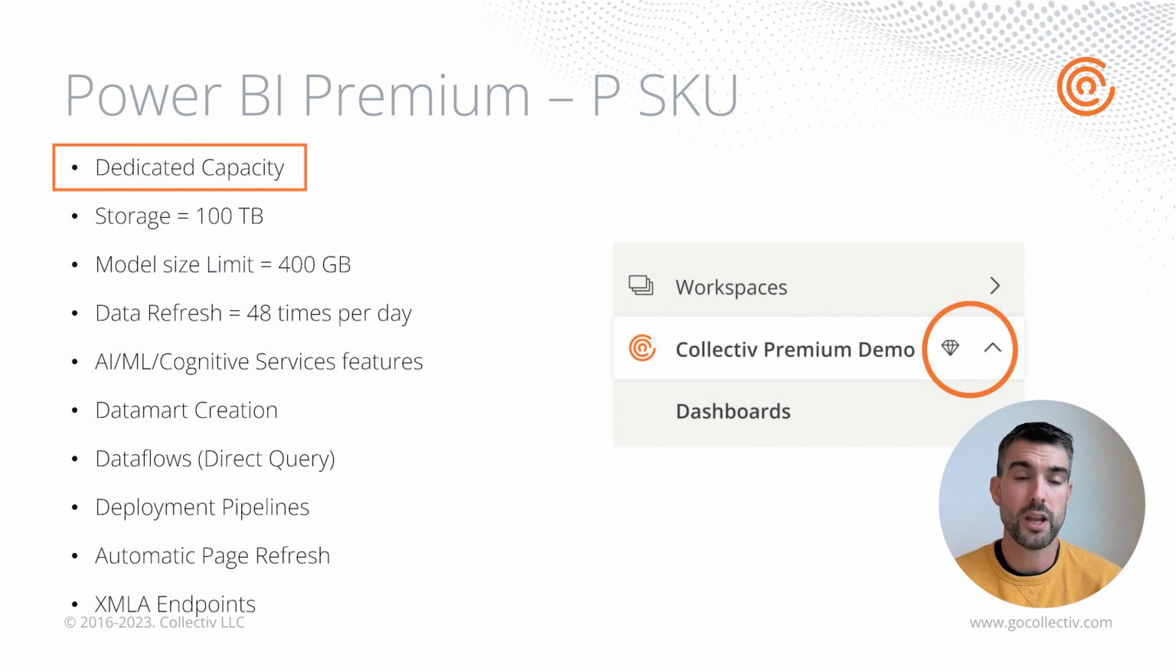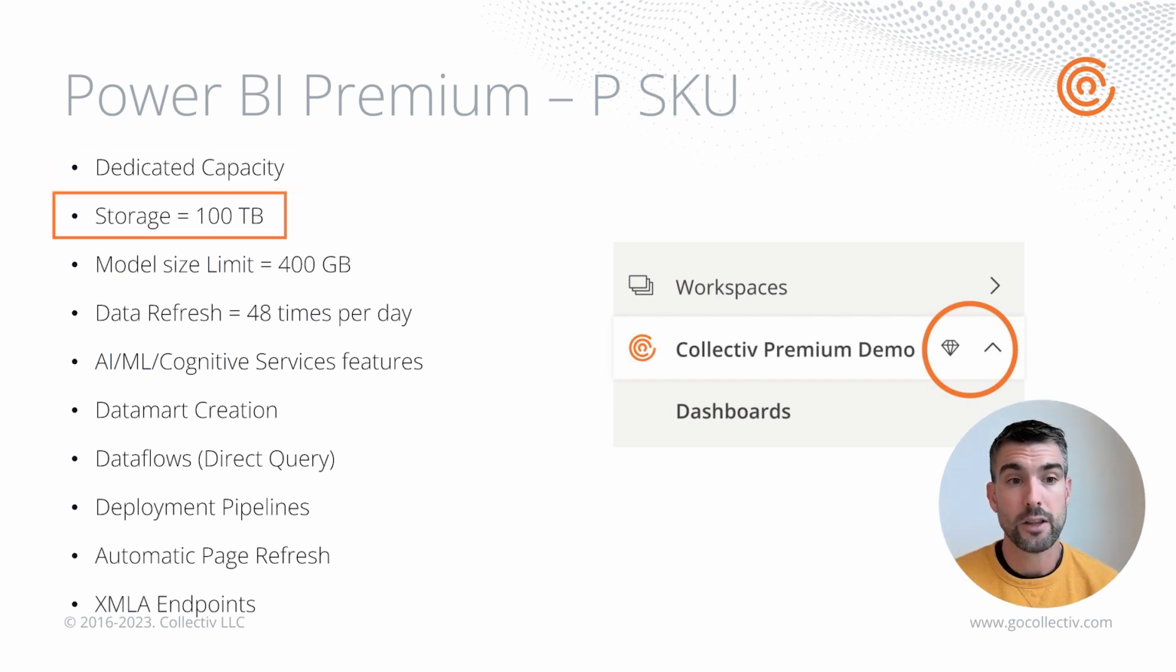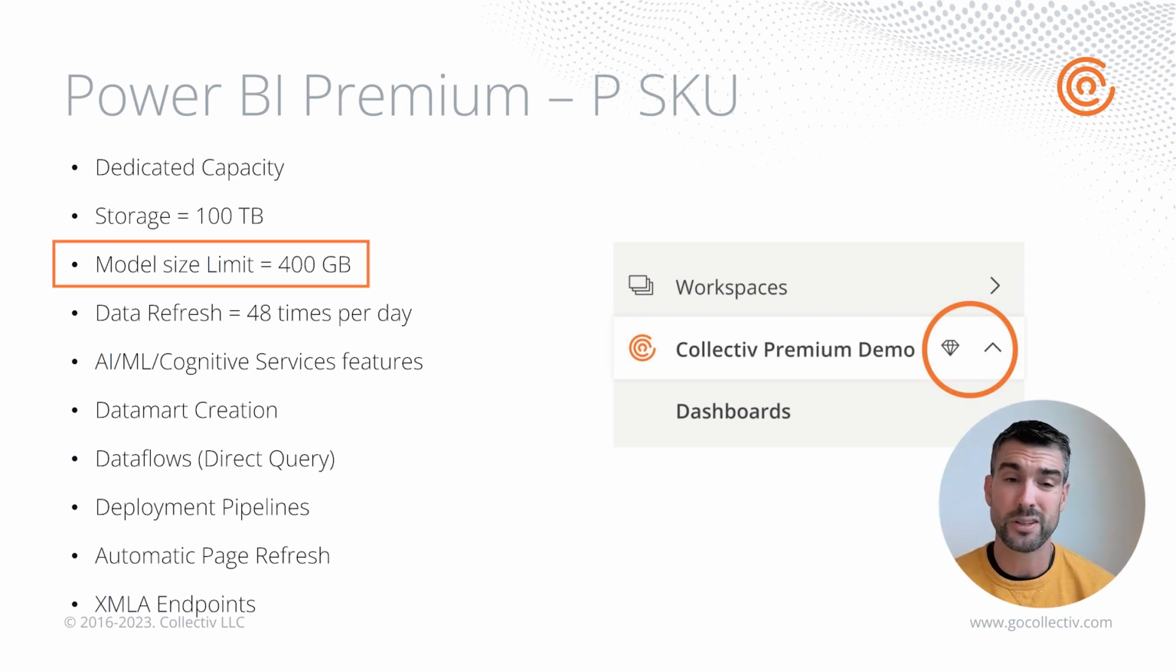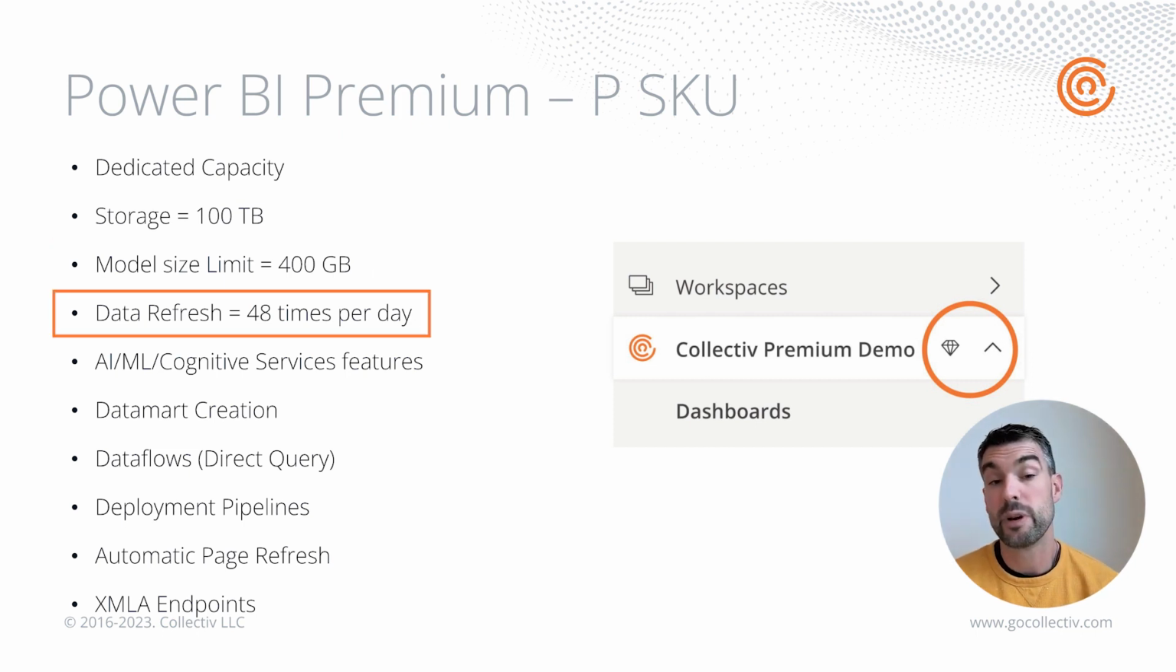The storage is going to give you up to 100 terabytes. The model size limit, like we spoke about before, that data set, can go up to 400 gigabytes. Data refresh: versus 8 times per day with Power BI Pro, you can actually refresh up to 48 times per day. So that's a really value-added feature, where if I have a report that I need to see changes more frequently than just 8 times per day, or if I have individuals working all hours of the day and they need to see these reports, that 48 times per day is a much more value-added component of the premium SKUs.